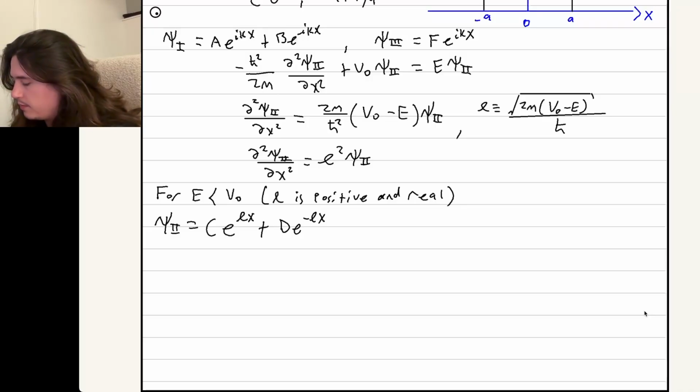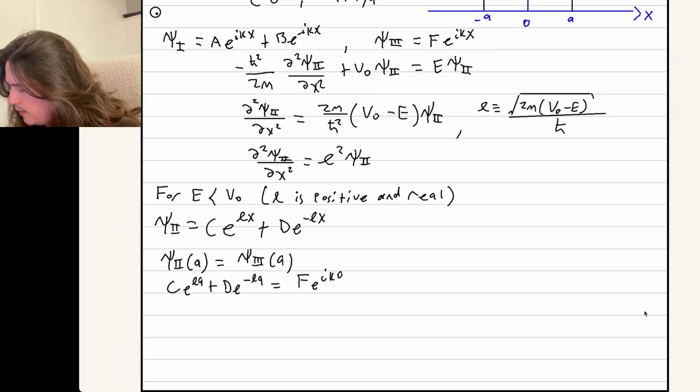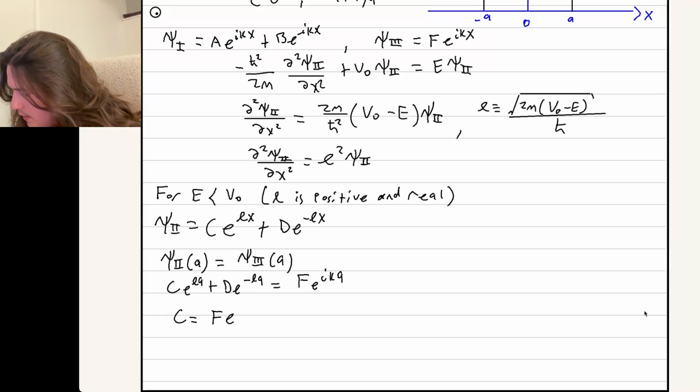So we're going to play around with a bunch of boundary conditions involving psi 1, psi 3, and psi 2. The first one I want to look at is actually the continuity at A. So psi 2 of A equals psi 3 of A. And that's going to give us C e to the LA plus D e to the minus LA equals F e to the ikA. That's very cool. We're going to use it to solve for C, and say that C is going to be F e to the (ikA minus LA) minus D e to the minus 2LA, right?